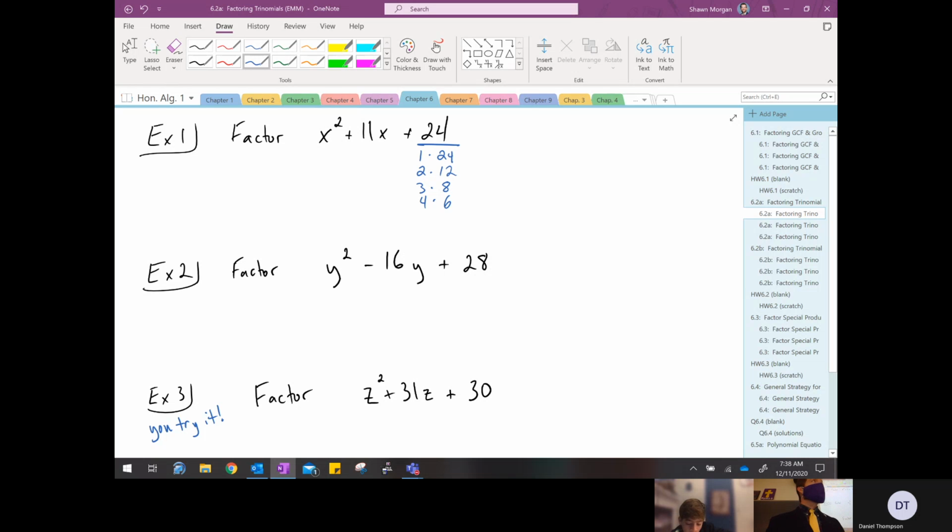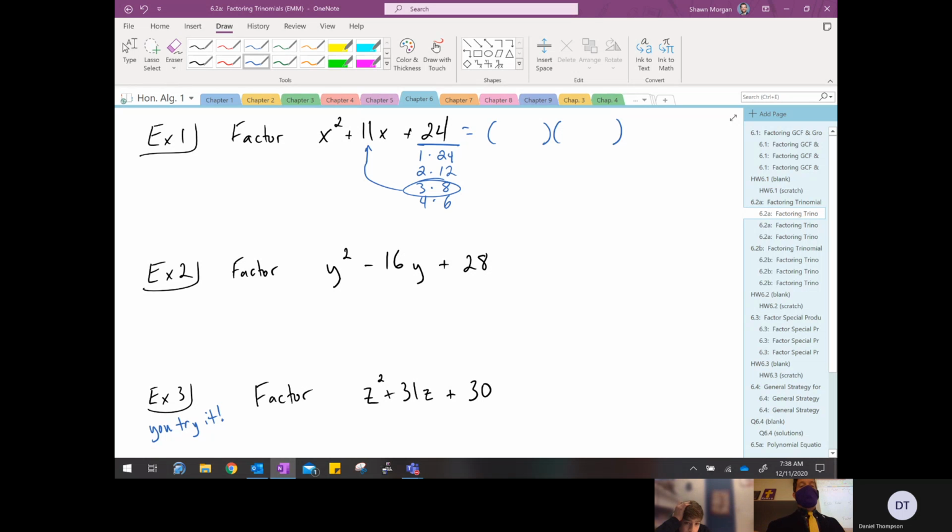Now, what I want to do is pick the pair of factors that adds up to give me this linear coefficient. Can you pick the pair of factors? I know I can. I'm going to pick 3 and 8, because 3 and 8 is going to give me 11 when I add them up. You might say, well, why are you adding them up? Check this out. What we're going to have is the template of our answer, a binomial times a binomial. And remember how we're unfoiling this? We're doing FOIL in reverse.